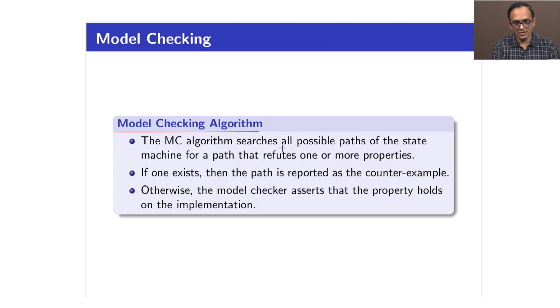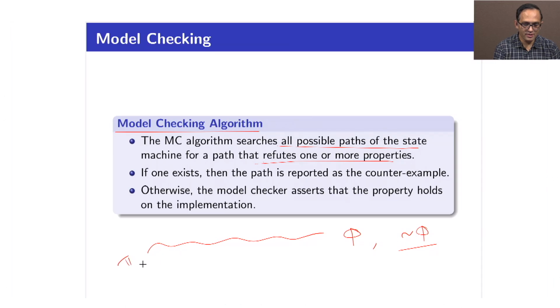Now, for model checking, as I mentioned, it tries to identify a path in the FSM. Ideally, what this model checking algorithm does is take the negation of the property. Effectively, it searches all possible paths in the state machine that refute the property. If your property is phi, it will take not phi, and try to find a path pi in which not phi is satisfied.